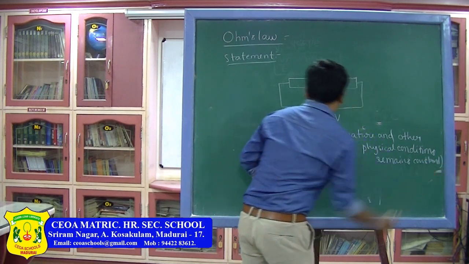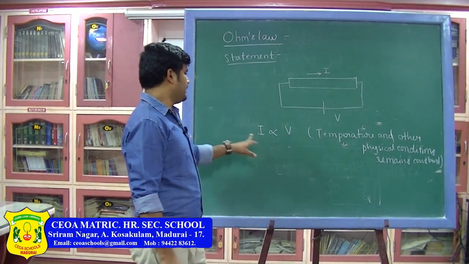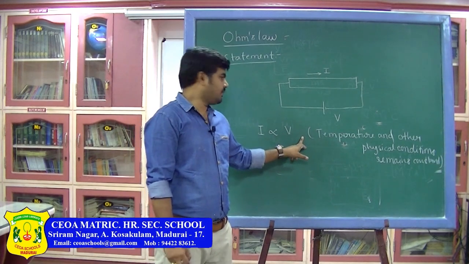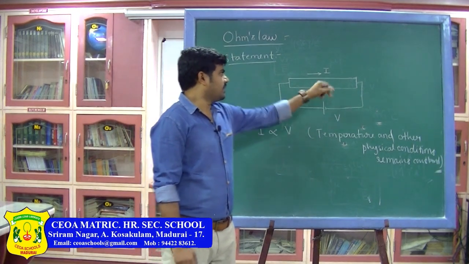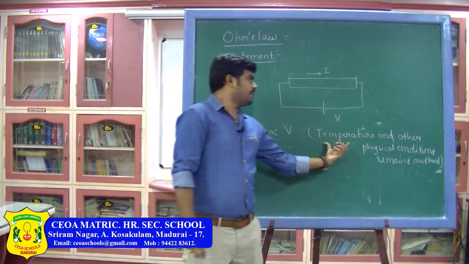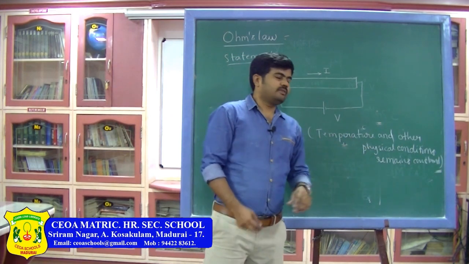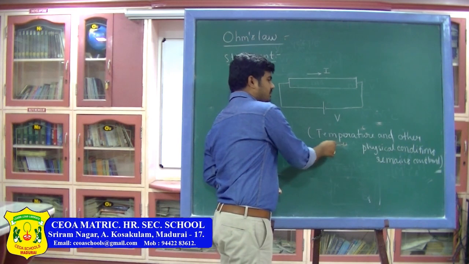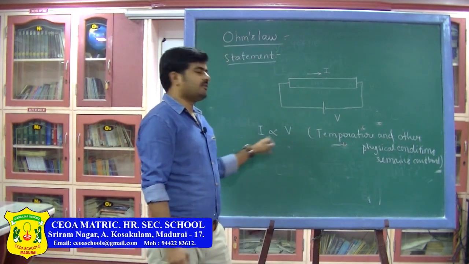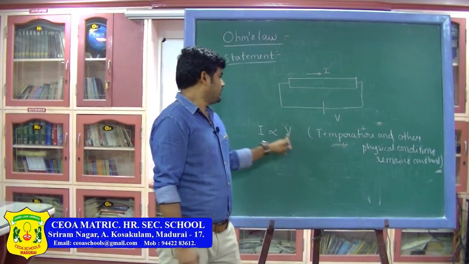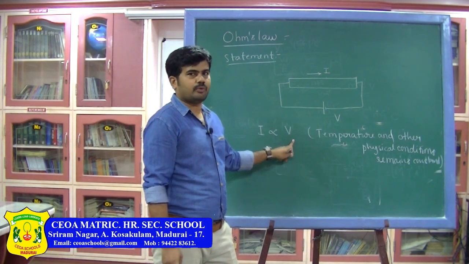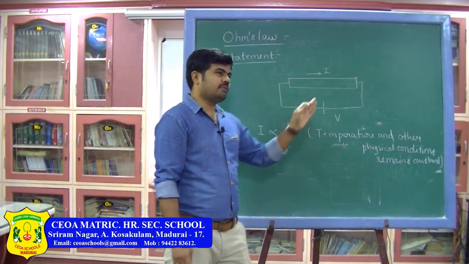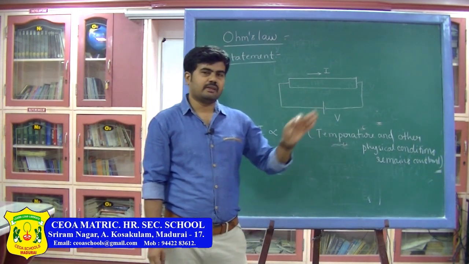So, according to Ohm's law, the current is directly proportional to applied electric potential for the given conductor, provided the temperature and other physical conditions remain constant. Remember, if temperature is not constant, then this is not going to be a proportionality relation. So, the equation will deviate from the linear relationship.